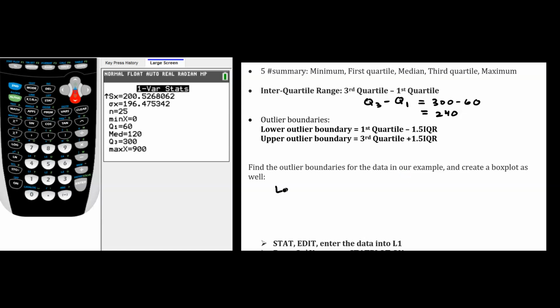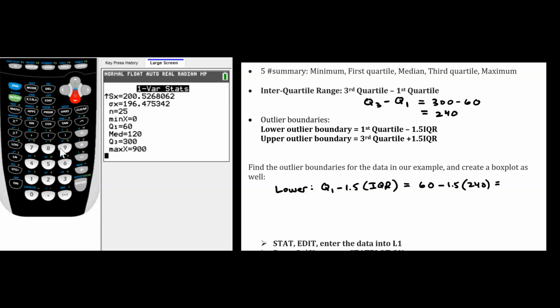So let's get our lower boundary by finding, you can see it's the first quartile minus 1.5 times that interquartile range. For us, our first quartile is 60, so we would say 60 minus 1.5 times 240.